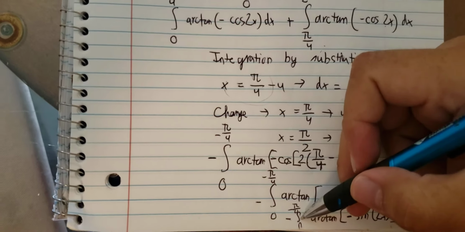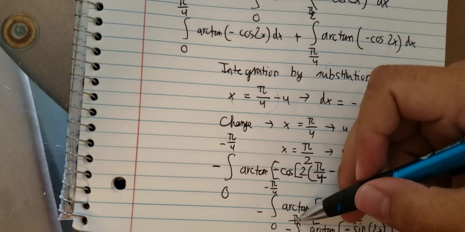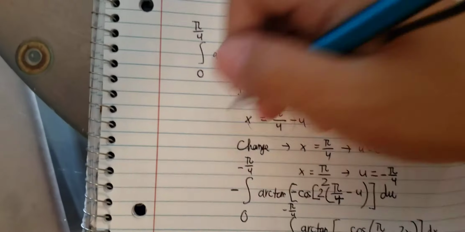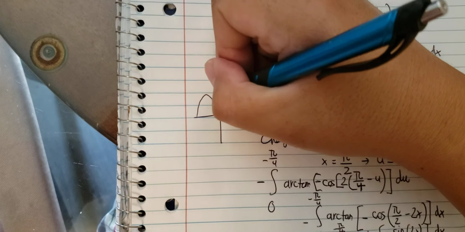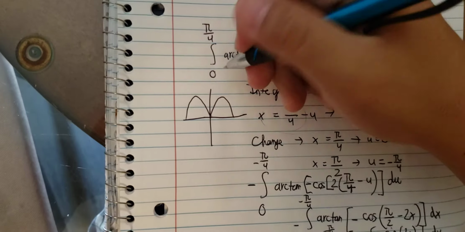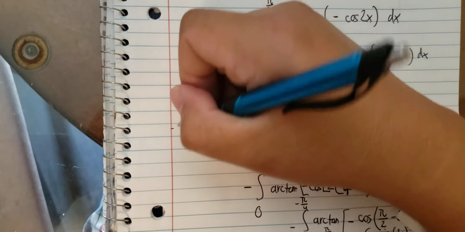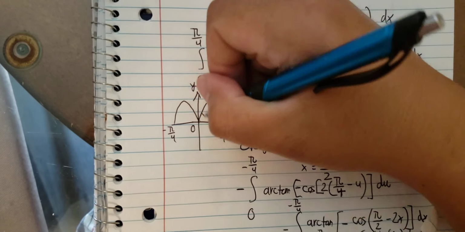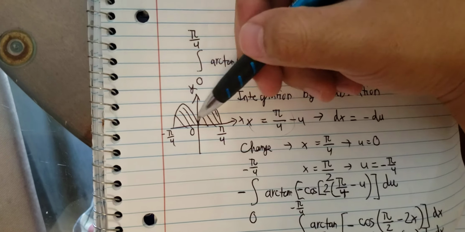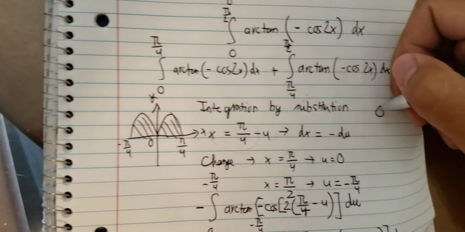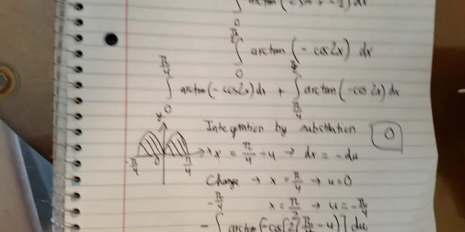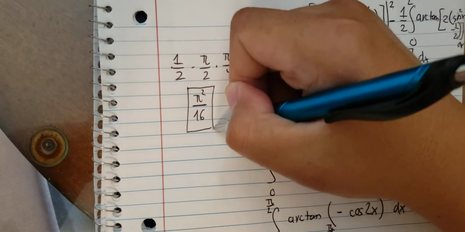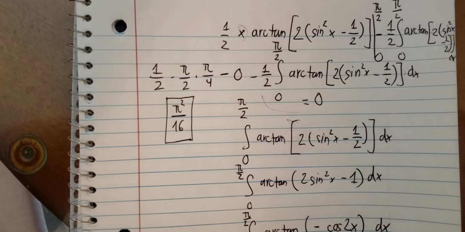We know that if we graph the function from 0 to pi over 4 of arctan of negative sine 2x compared to this one in here, they look just like this. They have the same value in here. When I subtract the same values together, they will give 0. So this one you get 0. So the final answer is this one. This is the end. Thank you for watching.